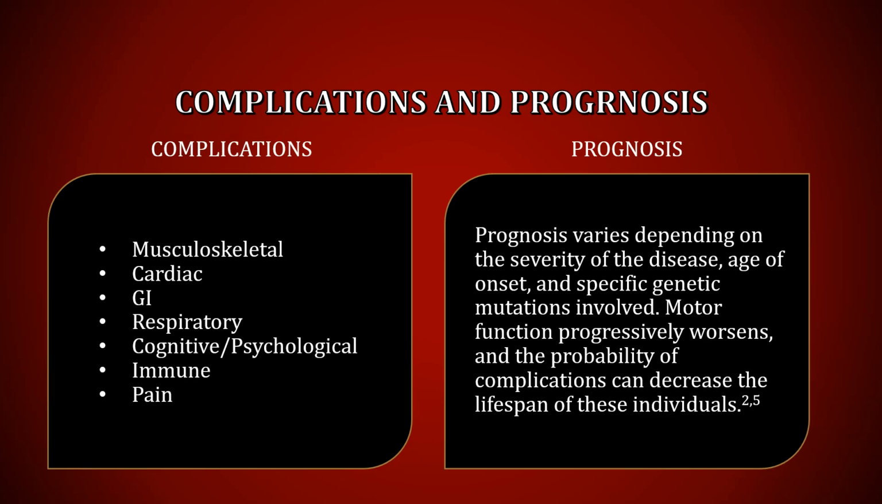Prognosis varies depending on the severity of the disease itself, the age of onset, and the specific genetic mutations that are involved. Motor function progressively worsens, and the probability of complications can decrease the lifespan of these individuals.